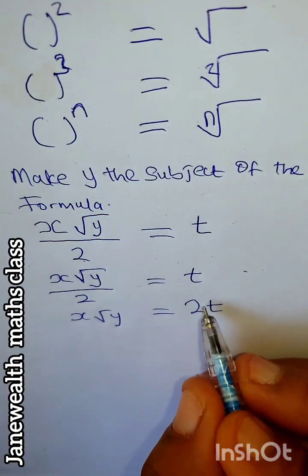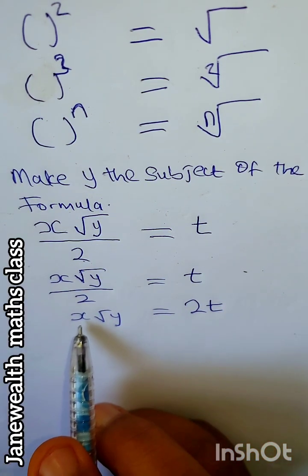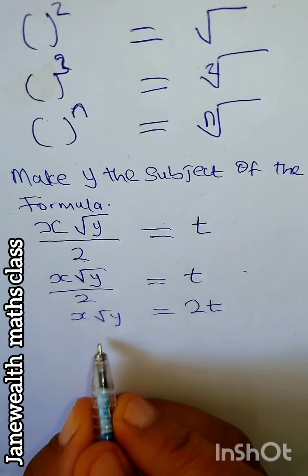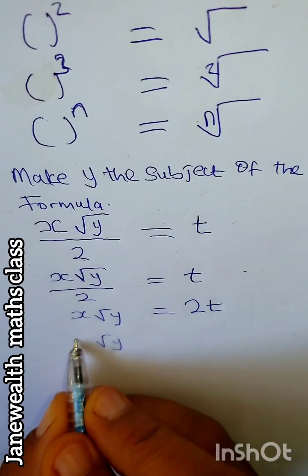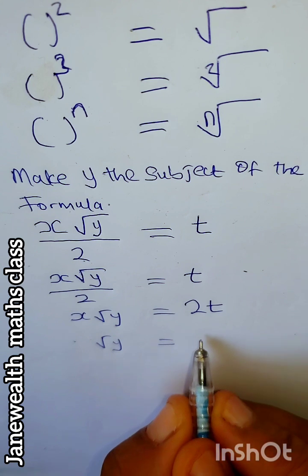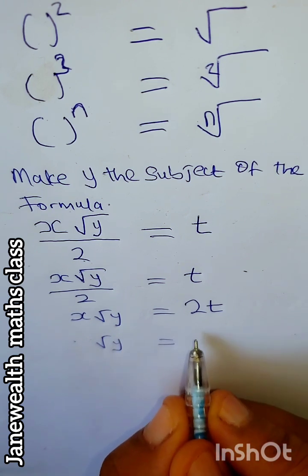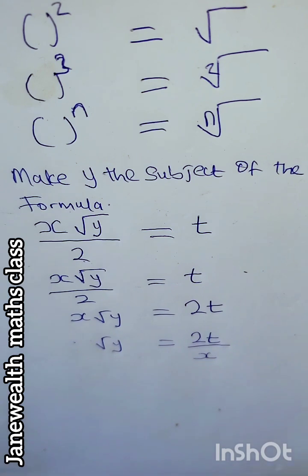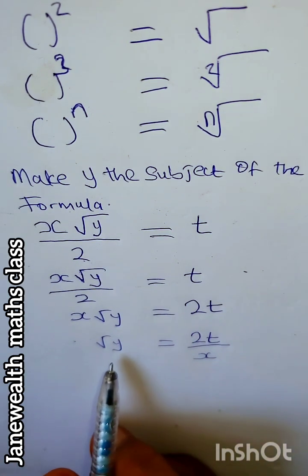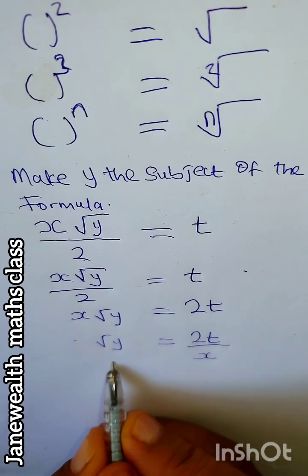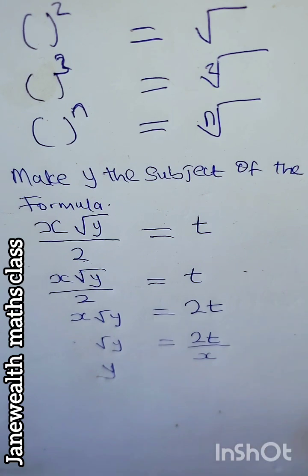First step done. The next step is for this x that is multiplying. This x is multiplying, so it will go to the other side. So root y, x that is multiplying will go to this side. When it goes to this side, multiplication will turn to division. That is 2t over x. Second step done. The next one is this root on y, which will go to the other side. So there will be no root again. We will only write y.